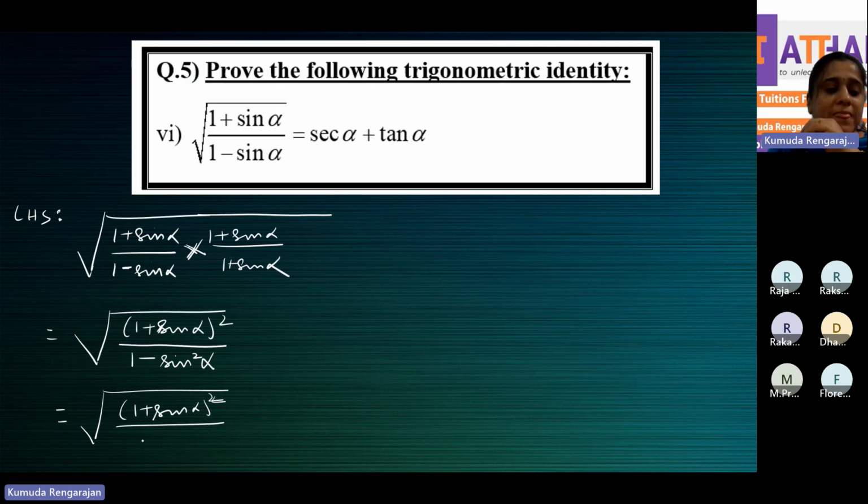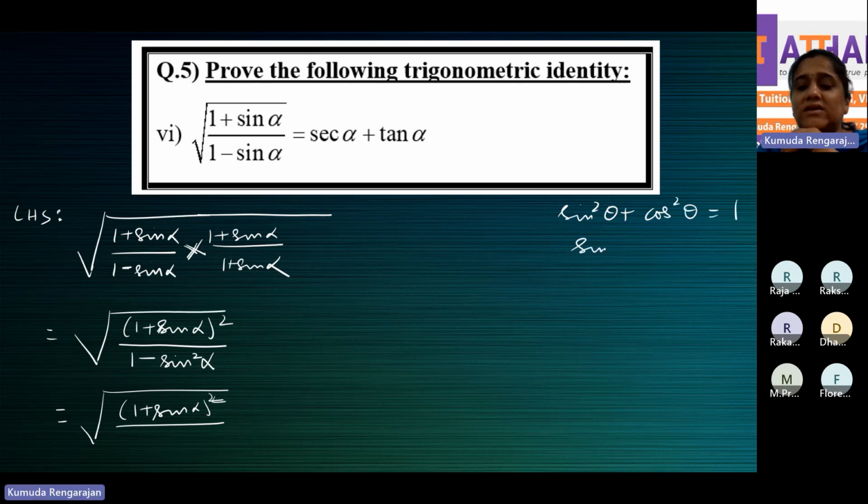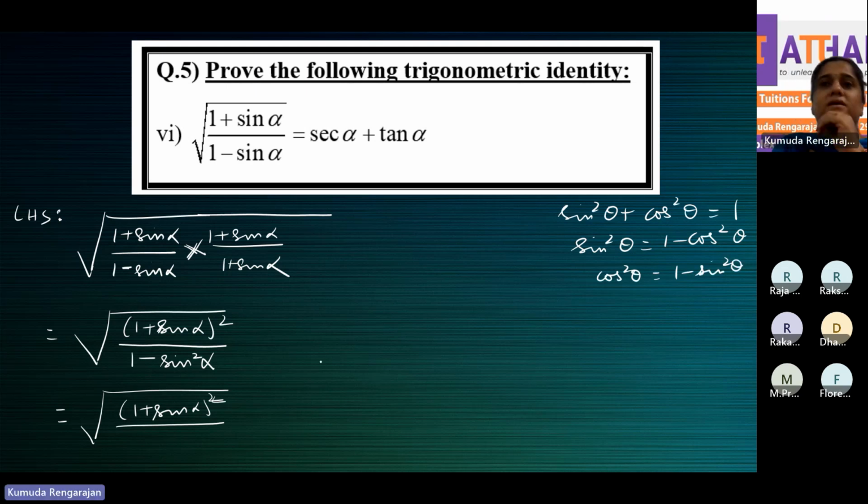Cos square alpha, because sine square theta plus cos square theta is 1. So sine square theta is equal to 1 minus cos square theta, or cos square theta is equal to 1 minus sine square theta. Sine square theta plus cos square theta is 1, so sine square theta is 1 minus cos square theta, and cos square theta is 1 minus sine square theta.